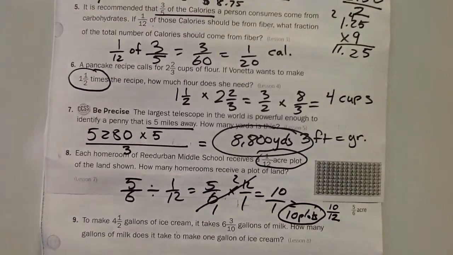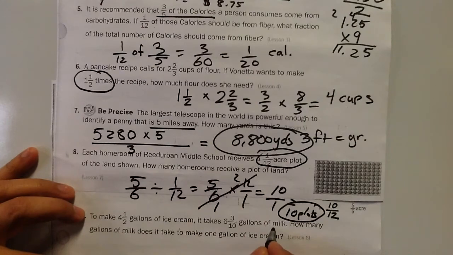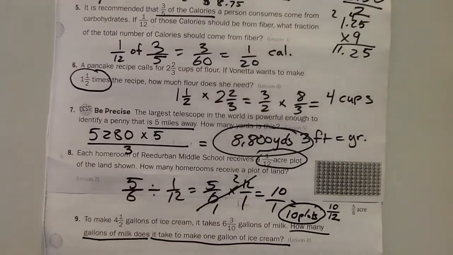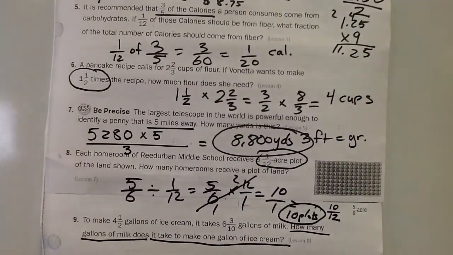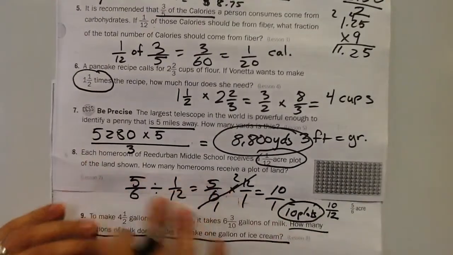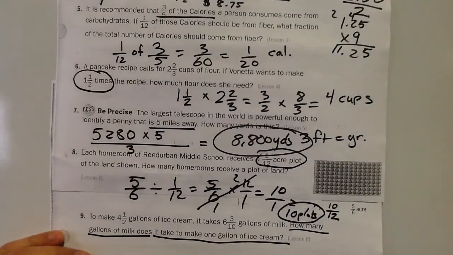To make 4.5 gallons of ice cream, it takes 6 3/10 gallons of milk. How many gallons of milk does it take to make 1 gallon of ice cream? To be honest with you, I am 43 years old. I've been teaching for 16 years. I have a college degree. I just read that, and basically all I read is blah, blah, blah. Why? Because it's just a lot of information, so I need to read it again. And this is just an encouragement to you. You need to read word problems multiple times. Draw sketches. It helps. Let's try this again.